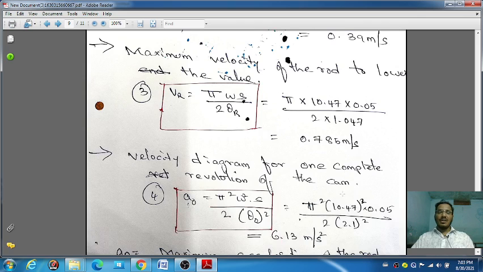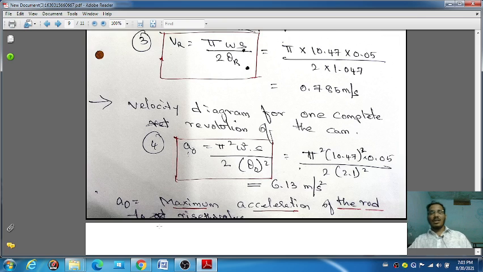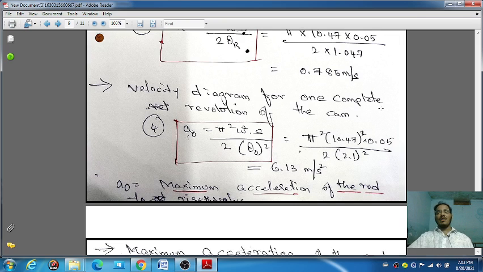Then after that, the velocity diagram for one complete rotation. These are the two different cases now. So here we have to calculate the velocity for one total revolution. In one revolution, the outstroke, dwell and return stroke, three will be there. Okay, so here we are calculating the maximum velocity of one complete revolution.